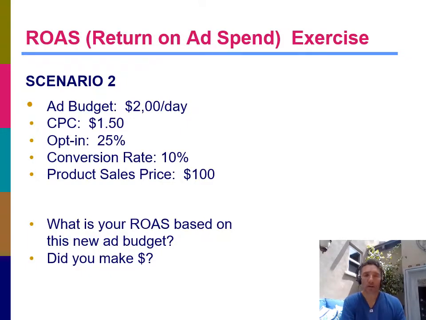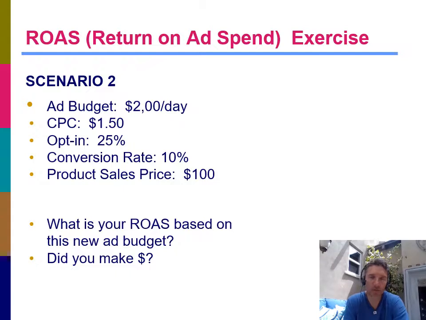The next thing we want to figure out is our return on ad spend. So what was the number that you came up with? Hopefully you came up with a number of $1.65, and that is simply taking the $3,300 in sales divided by your $2,000 in ad budget, which gives you a return on ad spend of 1.65. For every dollar in advertising that you spend, you get $1.65 back in sales. That's positive. So that part is good. But did we actually make money?